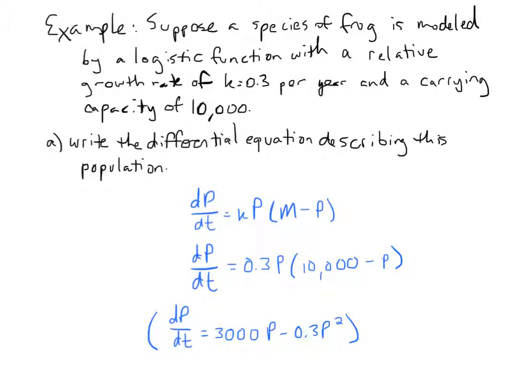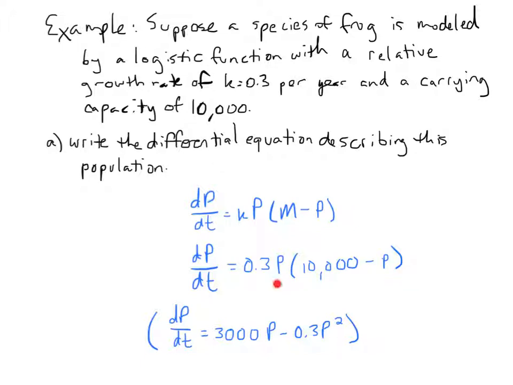But the first thing we have to do is write the differential equation that describes this population. So this is an example of what you might see for a free response. So I start with my general dP/dt equals kP times (M minus P). And I just fill in what they told me. So they said that k was 0.3. K is usually a decimal from what I've seen.